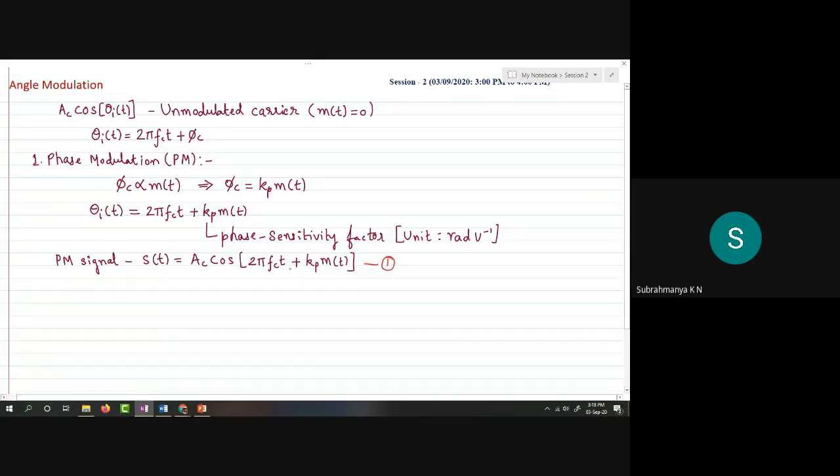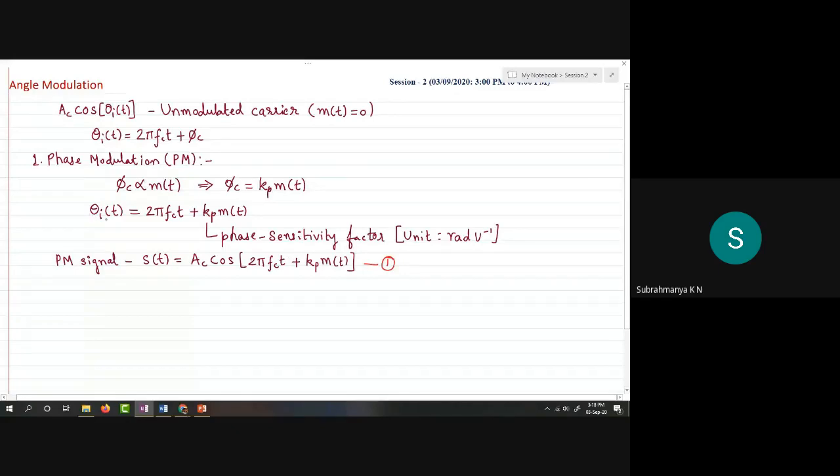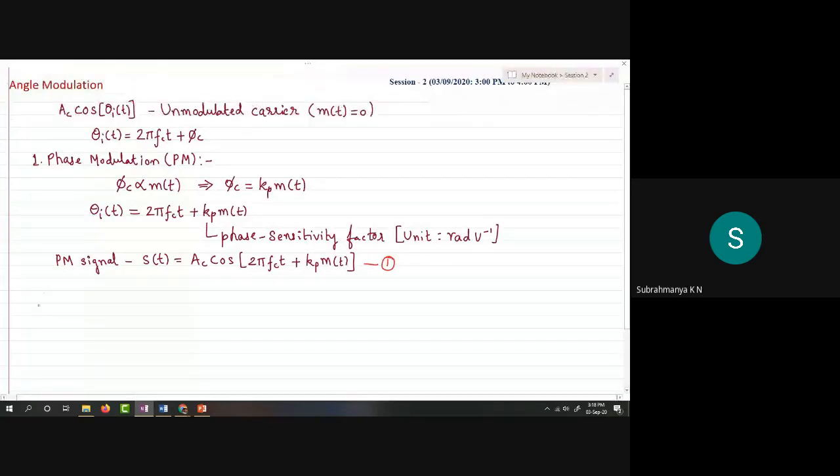So how about the frequency modulated signal? Similarly to the phase variation, we are going to look for the variation with respect to the instantaneous frequency. Here it was the instantaneous angle that we varied. Now similarly, we will look for the variation with respect to the frequency, and that second type of angle modulation is frequency modulation.